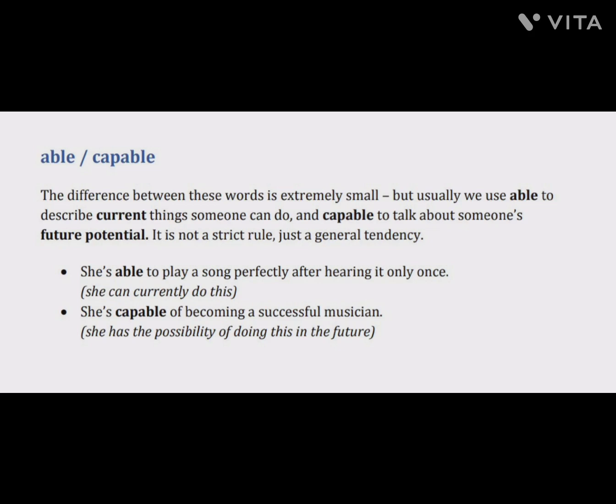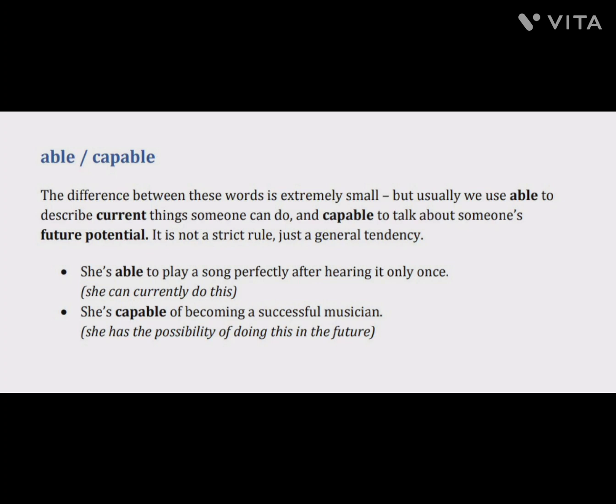So, she's able to play a song perfectly after hearing it only once. It's like currently she's doing it, okay? She can do it, okay? And she's capable of becoming a successful musician, okay? Capable in the sense that there is a possibility of doing it, okay? Capable is something which is a possibility. So she has a possibility of doing this in the future. The sentence goes like that. You understood, I think. Able and capable, they are two different words.